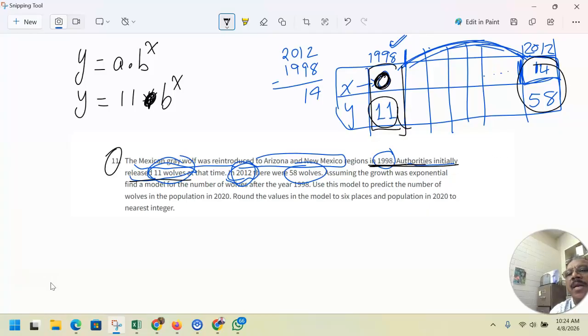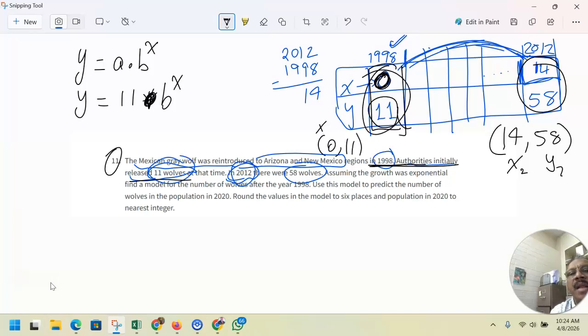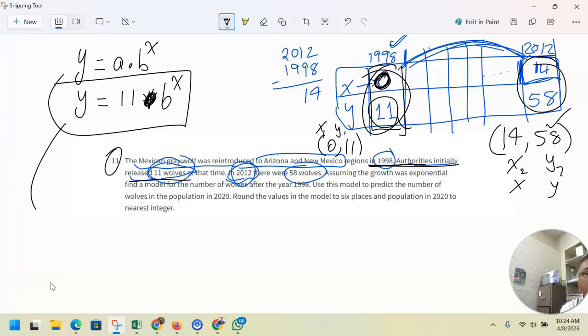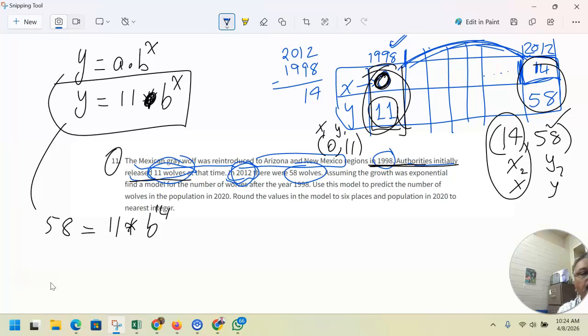Now we have to use this point, that is 14, when 14 years have passed since the wolves were introduced. This is the second point, x2, y2, and the first one that we had was 0, 11. See, this was x1, y1. So we'll plug it in here. You're going to plug in this x and y. So 58 is the y. So 58 equals 11 times b raised to x. X is 14. Now you have to solve for b.